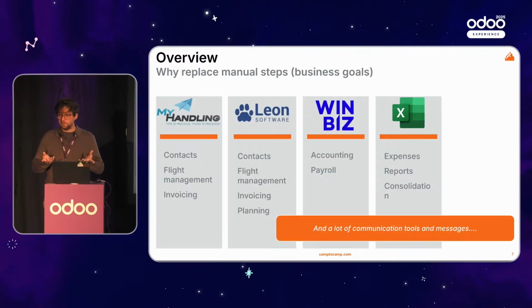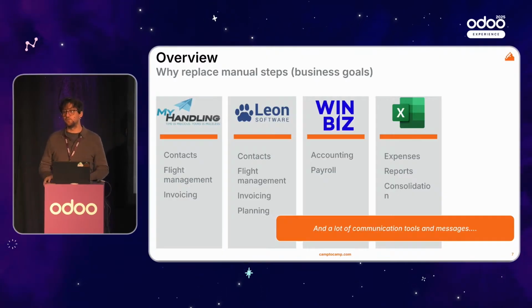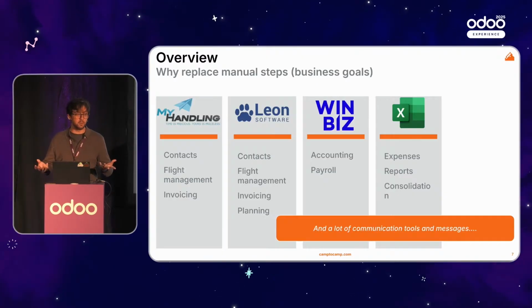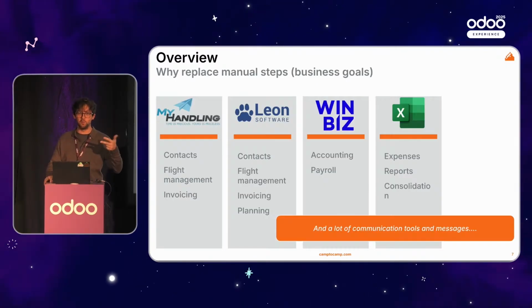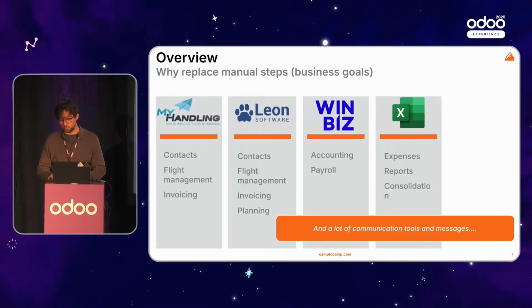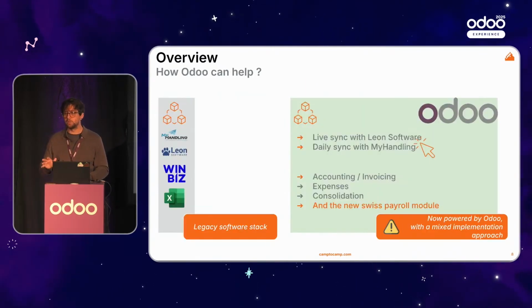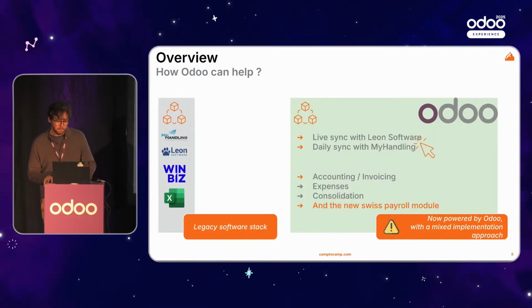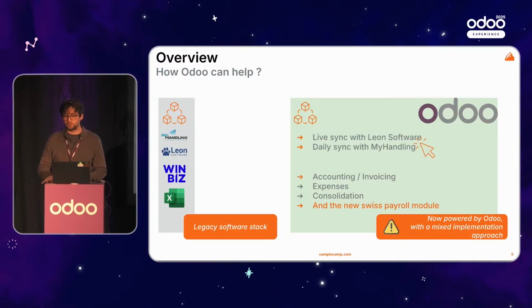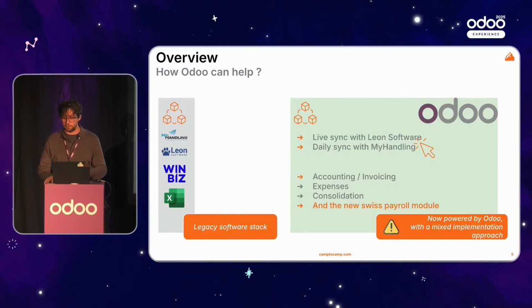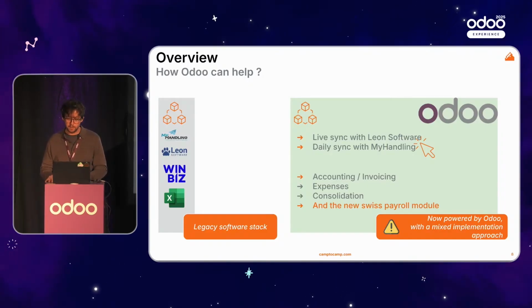On top of that, there are also a lot of communication tools between you, the support team, and the pilot, for example. That means some Slack, some Teams, some WhatsApp, some Messenger, and so on. How can Odoo help in that case? Odoo can help because we're going to take advantage of the lot of connectivity that Odoo has. That will be the main subject of the next slides. We're going to build this project based on accounting, expenses, consolidation, and the new Swiss payroll module.